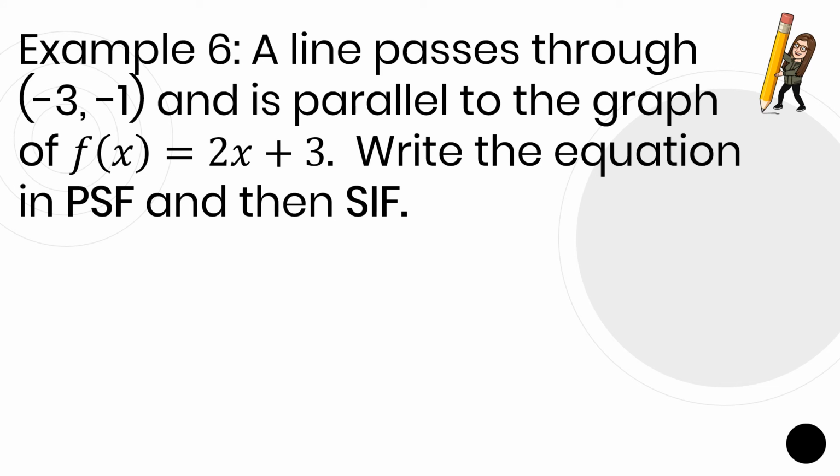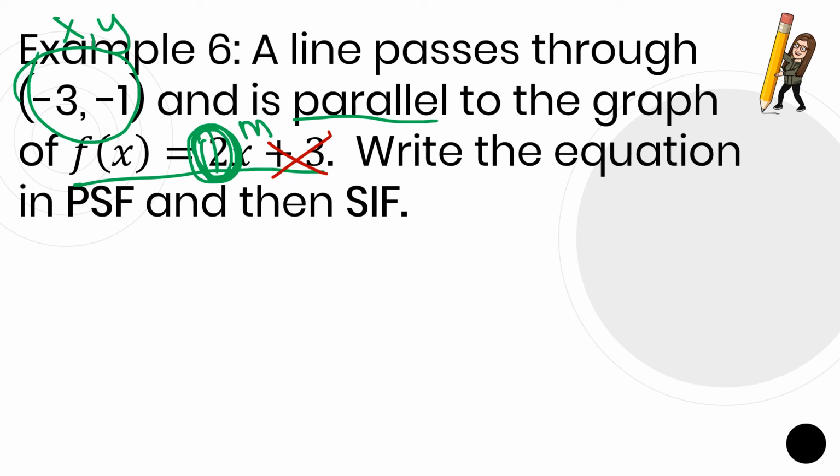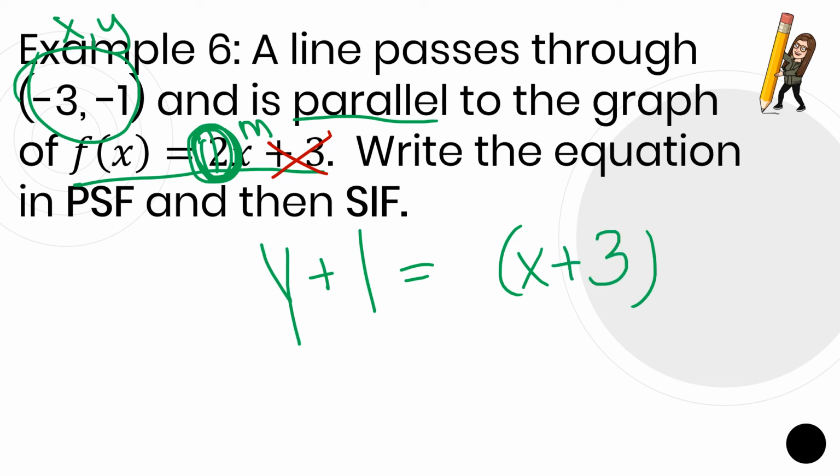Let's try again. This one is going to be a little more involved. I'm given a point. I need to use this xy value. And I want it to be parallel to this line, which means I want this line's slope. And I want it to be the same, which means I don't need this. I don't care about that. This time we're going to write the equation in point-slope form and then also slope-intercept form. We've been working on this. So let's start with point-slope form. My y value is -1. I write +1. My x value is -3. I write +3. My slope is 2 because I want it to be parallel.